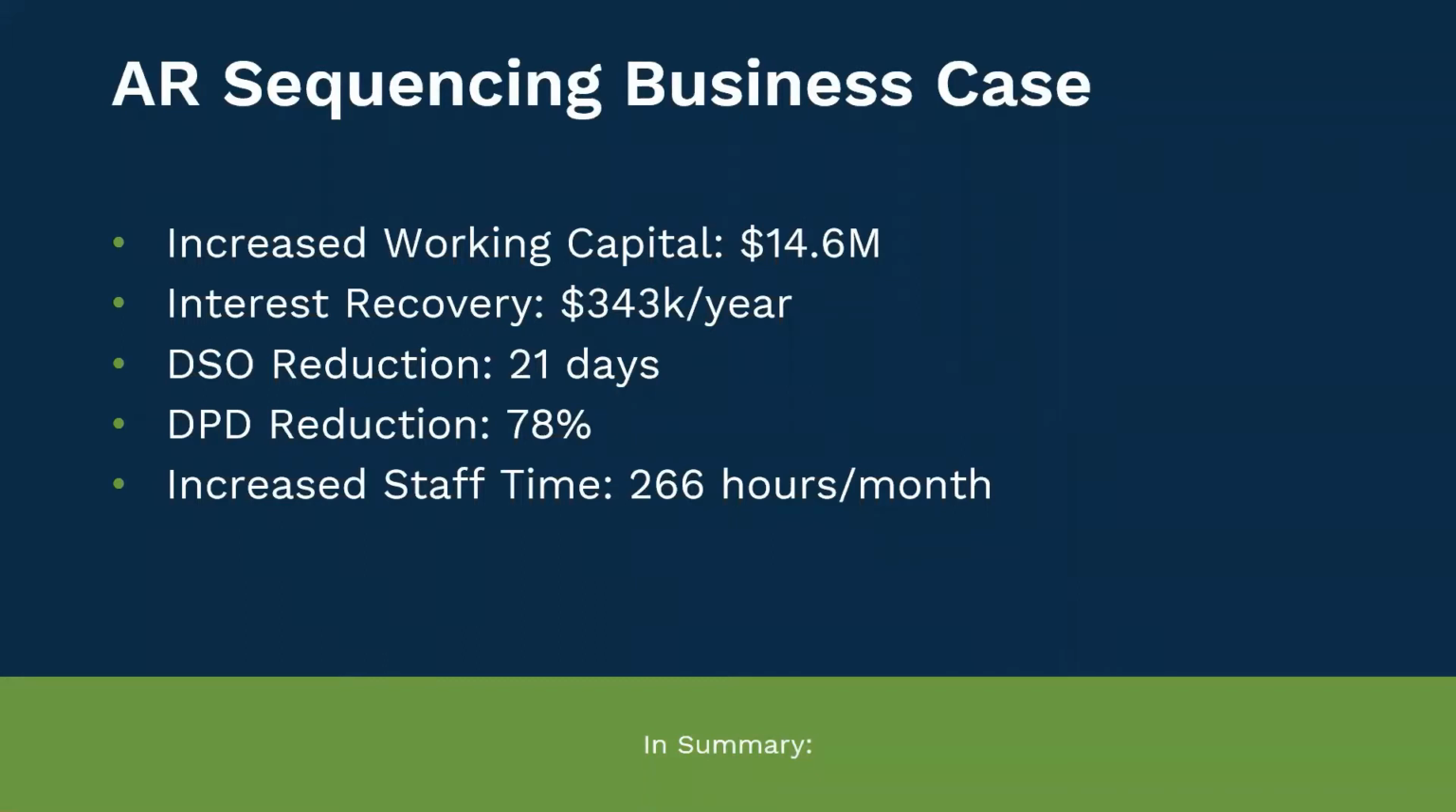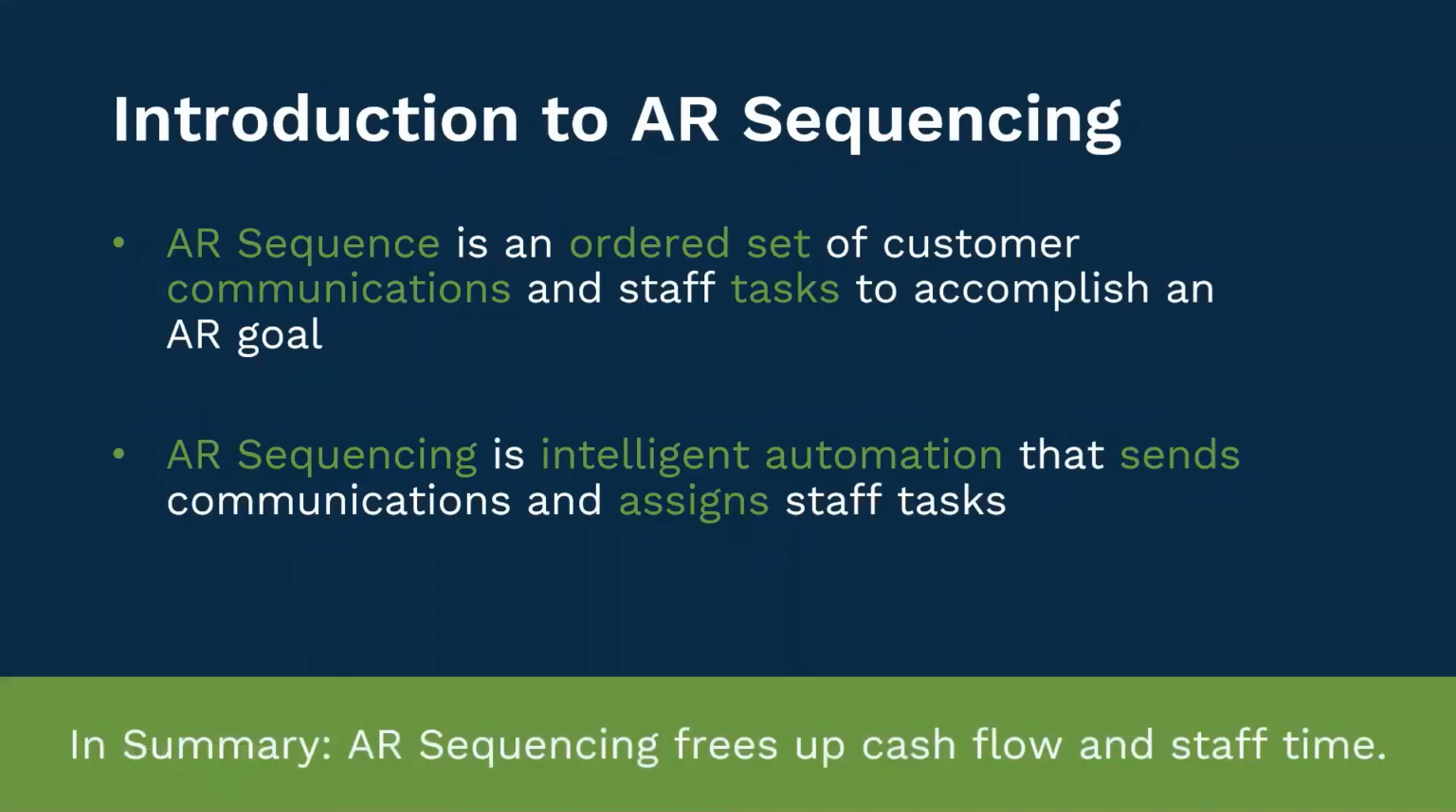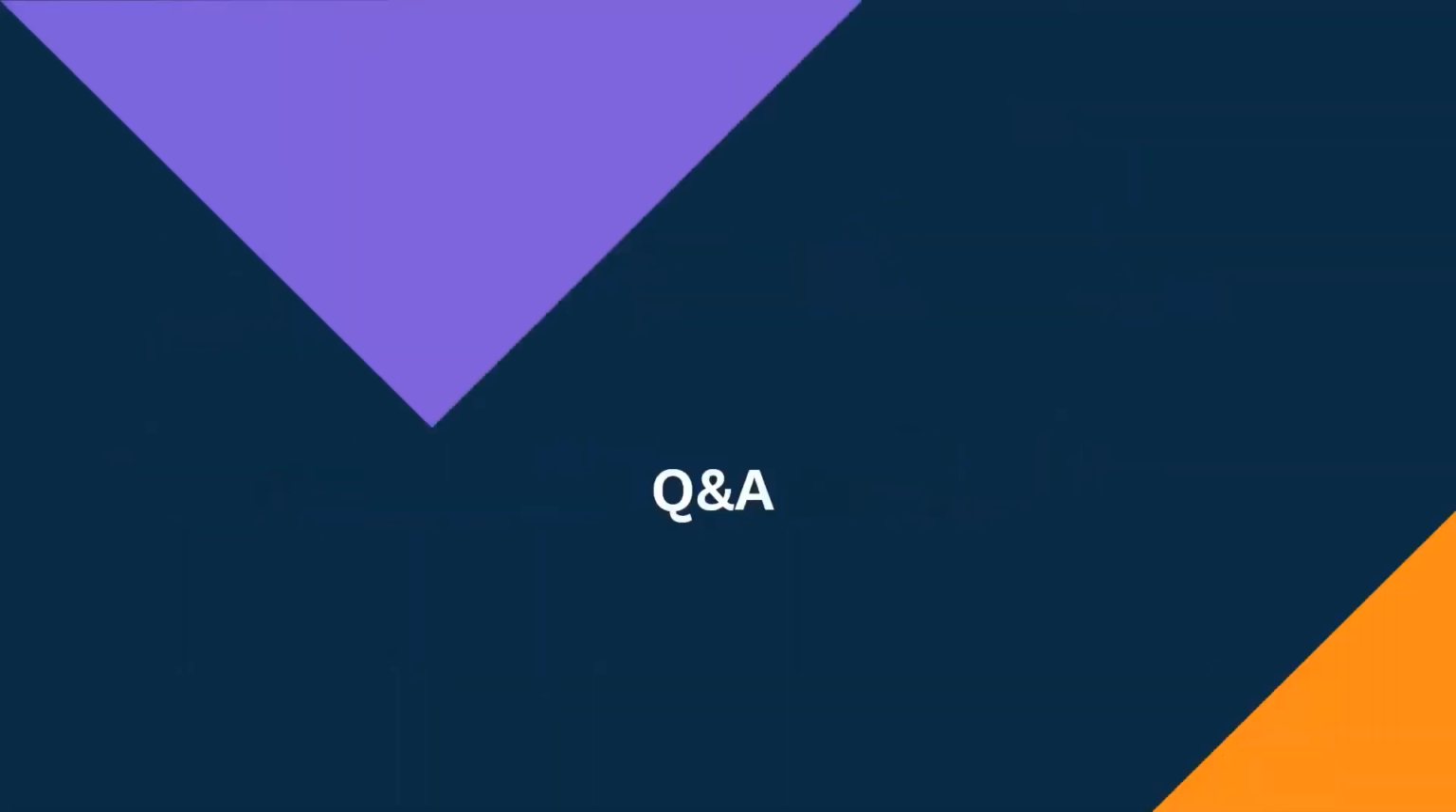So in summary, we wanted to go back and ask, what is AR sequencing? As we talked about, it is an ordered set of predetermined playbooks that you can run over and over again, but do it at scale with intelligent automation. Ultimately, that means AR sequencing frees up both your cash flow and your staff time so that you can increase your own performance. And with that, I'll open it up to questions and answers.